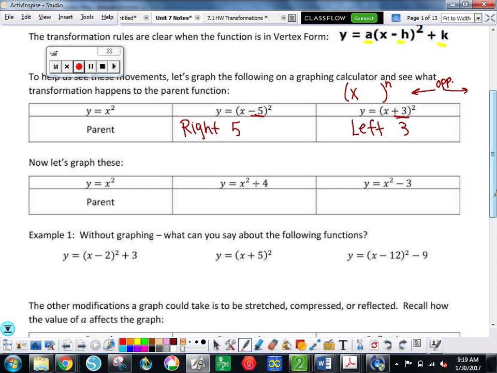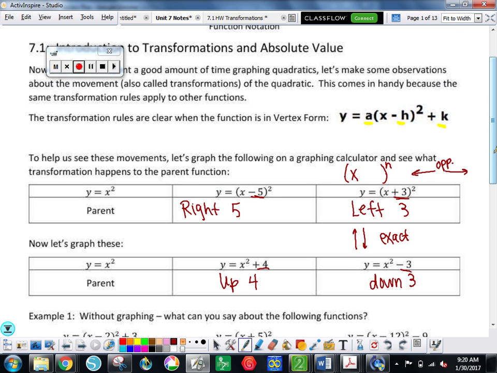Okay, but it's always the opposite if it's in with the parentheses. If it's outside, like this, it's +4, this -3, this is my up and down movement, and you do exactly what it tells you to. So this +4 means it's moving what? Up 4. This -3 means down 3. Exactly the way it tells you to. And then the shape of this graph, because of the 2, the shape is a parabola.